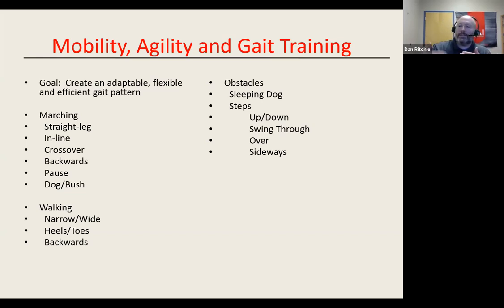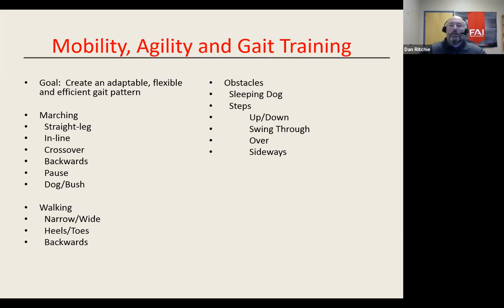A sleeping dog is something to step over or around. Steps, step up, step down, step swing through, step over, step sideways, all these different stepping obstacles. The parking curb did not jump out and trip you, Mrs. Jones. You didn't step over it, right? Well, I didn't realize it was going to be that tall. Well, we've got to get better at stepping over tall parking blocks and stepping up and down curbs and all of these things, right?